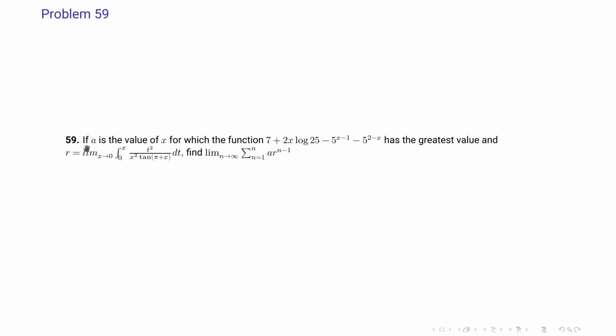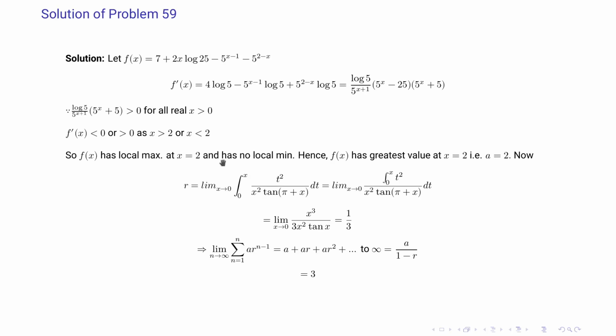Problem 59 says that if a is the value of x for which the function 7 plus 2x log 25 minus 5 to the power x minus 1 minus 5 to the power 2 minus x has the greatest value, and r is equal to the limit as x tends to 0 of the integral of t square by x square tan pi plus x dt with limits 0 to x, find the limit as n tends to infinity of the sum of a r to the power n minus 1, with n from 1 to n.